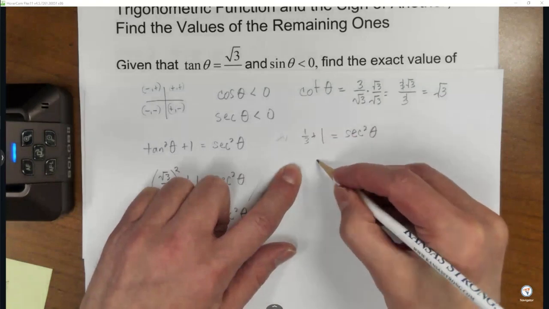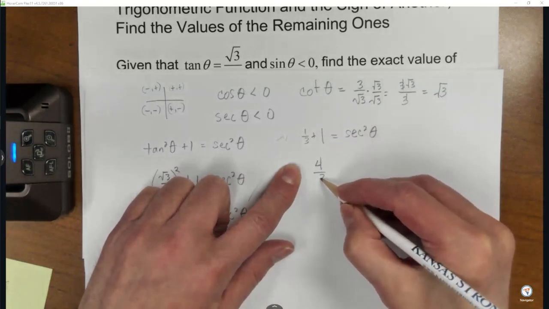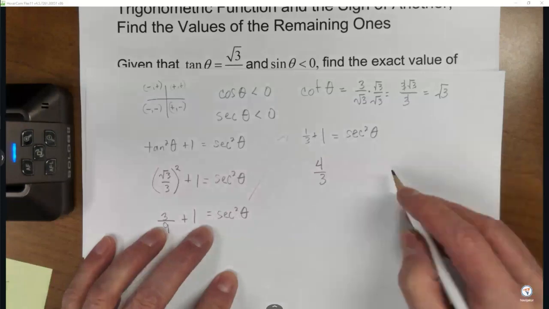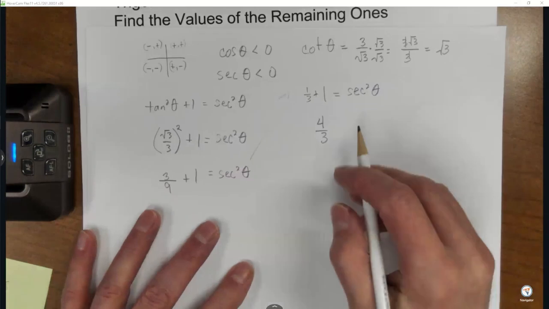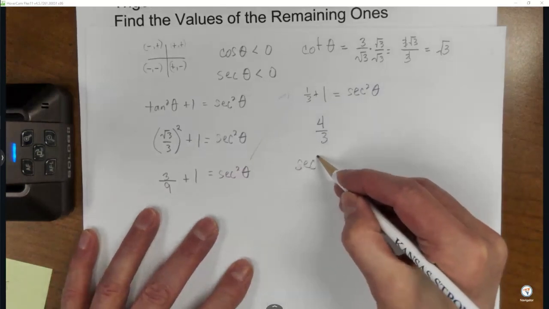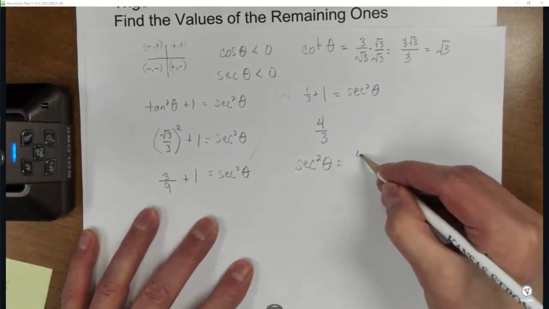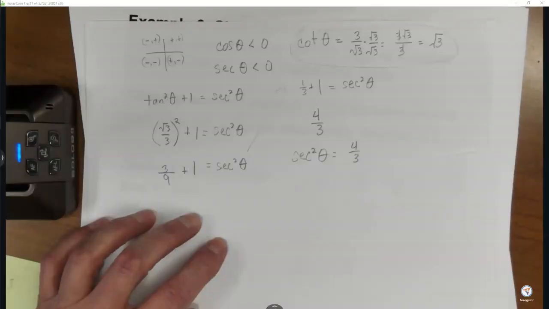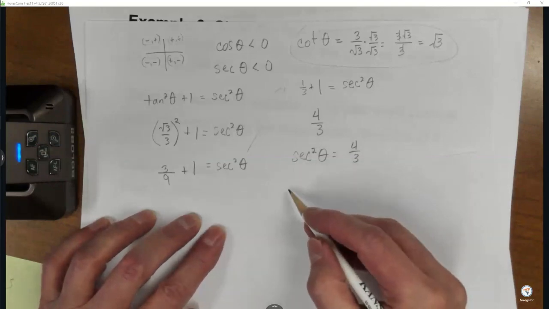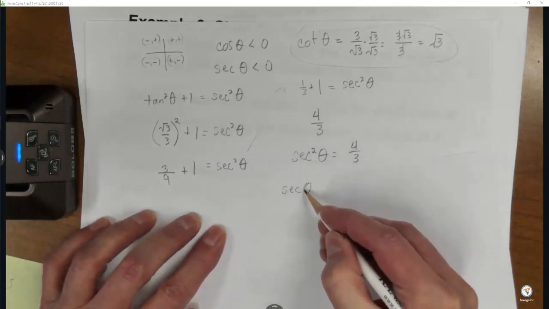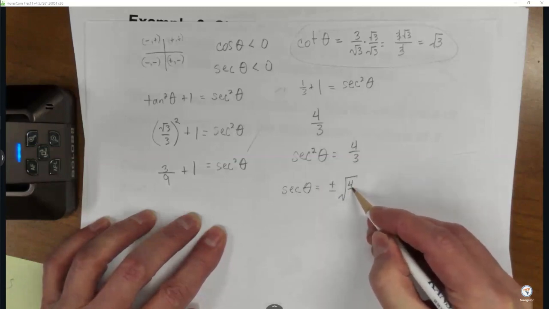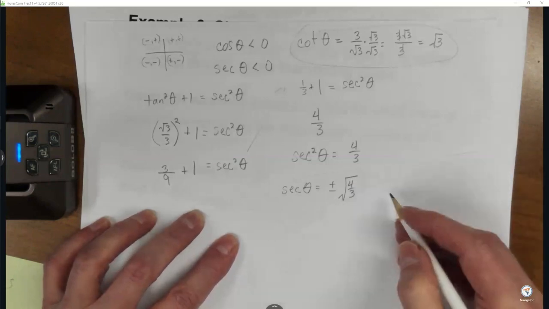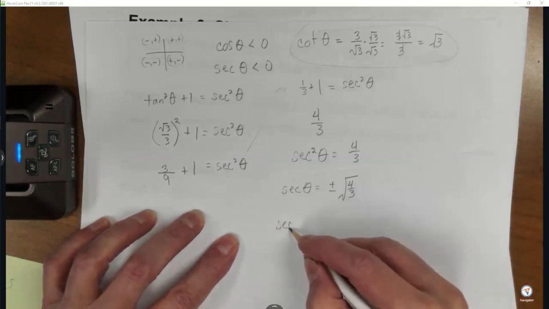So this becomes 4/3. Okay, so our secant squared of theta is equal to 4/3. Let's just write that down. And I'll put this on the left-hand side. All right, and so since the secant squared theta equals 4/3, the secant of theta is equal to plus or minus the square root of 4/3.